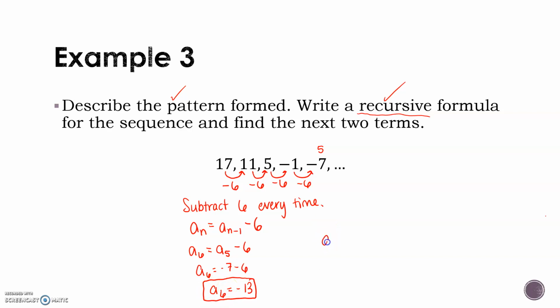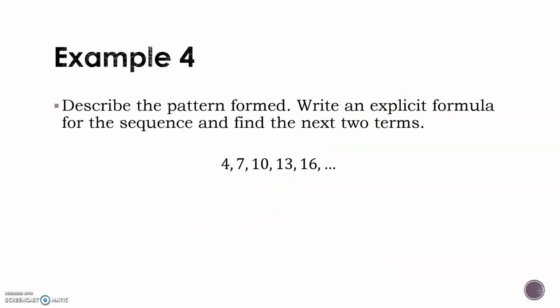So then we also need the seventh term. a sub 7 equals the previous term, which is a sub 6, minus 6. a sub 6 was negative 13, minus 6. a sub 7 equals negative 19. And there you have it, recursive formula. So we did that for the next two terms. All done.